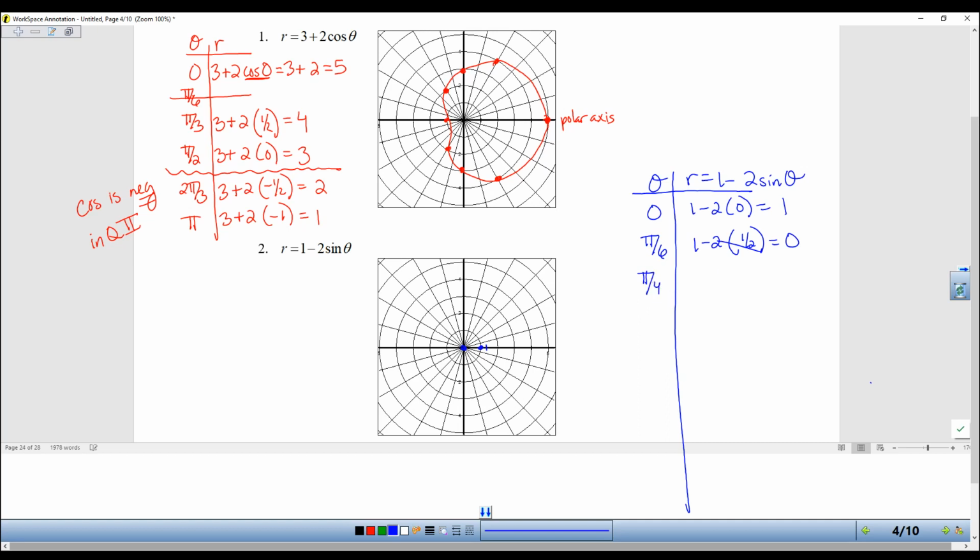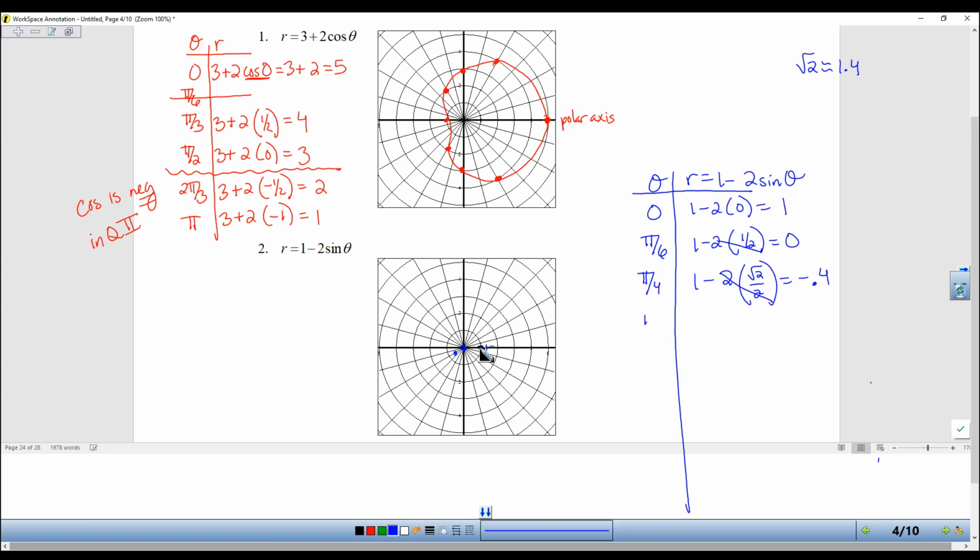And even though it's not going to be a nice number, last time I skipped pi over 4, but remember with the inner loop, you'll have to do it. 1 minus 2 sine of pi over 4, and sine of pi over 4 is the square root of 2 over 2. This cancels. Remember, the square root of 2 is approximately 1.4. So 1 minus 1.4 is negative 0.4. I know you can't graph that exactly, just halfway is fine. But it's negative. So on the pi over 4 line, I'm actually going to go over here to 0.4.